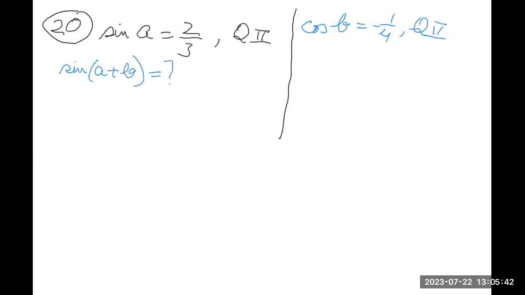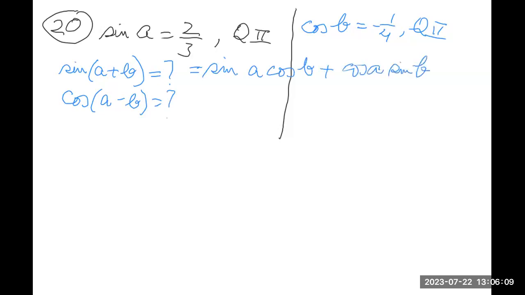And cosine of A minus B. Now, we know that sine of A plus B is sine A cosine B plus cosine A sine B. Similarly, cosine of A minus B is cosine A cosine B plus sine A sine B.